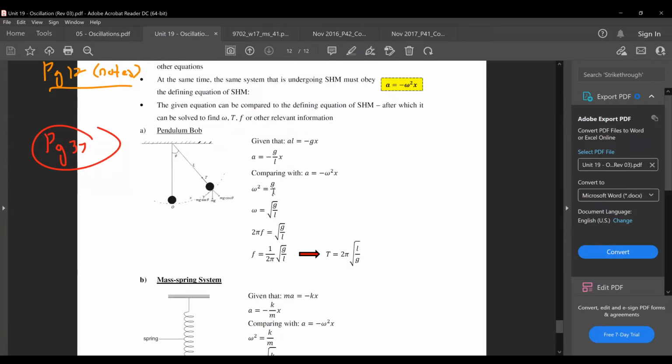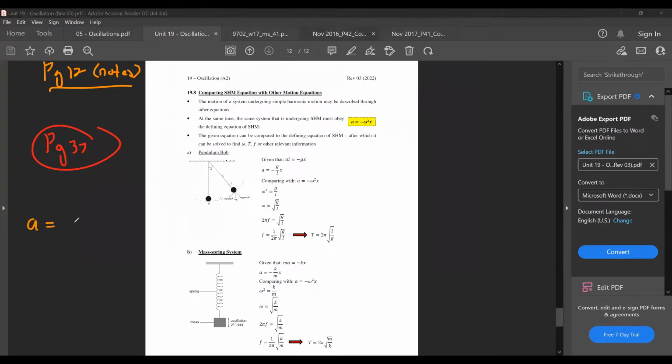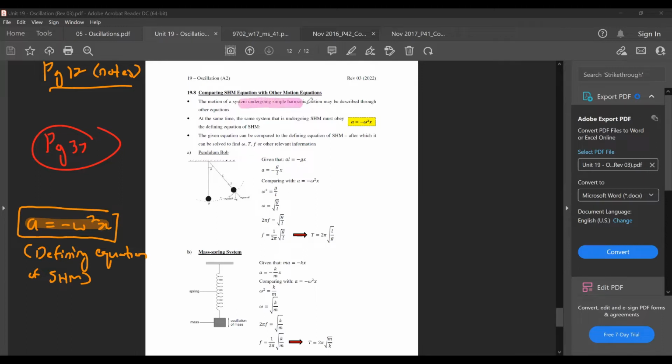Now, we already know that simple harmonic motion always follows this equation: a equals negative omega squared x. As I mentioned to you quite a number of times, this is the defining equation of SHM. Anything that follows SHM must follow this equation. But when you look at some of your questions, they tell you the object is undergoing simple harmonic motion, and the equation they give you to describe its motion can be another, different equation instead.